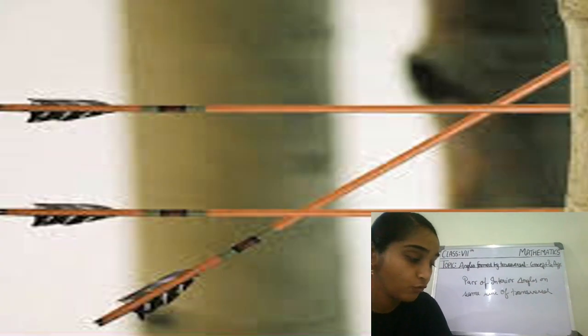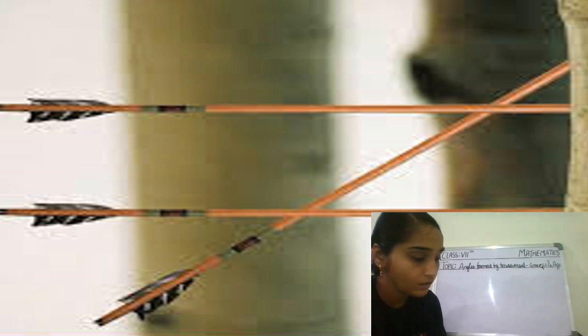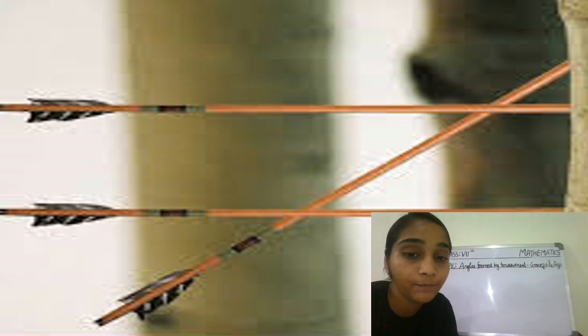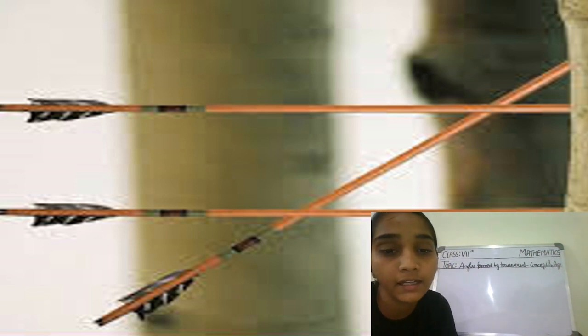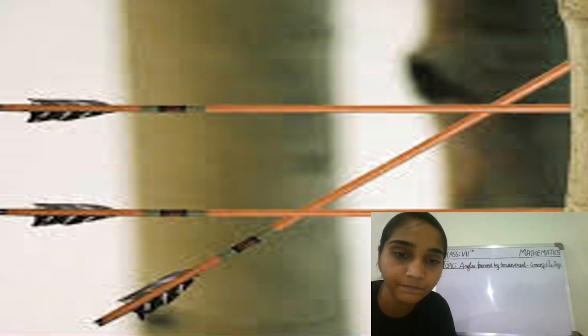Yes, there is one more image on this screen, students. What are you finding out? These are the arrows, like someone has lifted them from the bow, like they have marked it. And are you able to see over here the transversal formed? Yes, similarly here also we can see the transversal is being formed, that one line is intersecting the other two, and it is forming different angles.